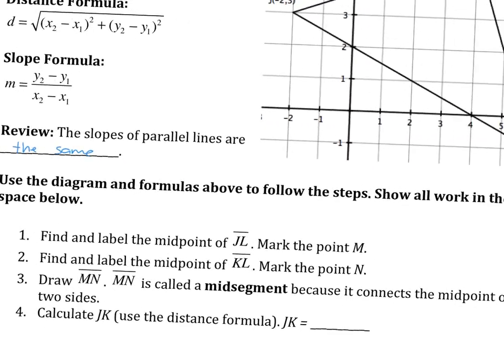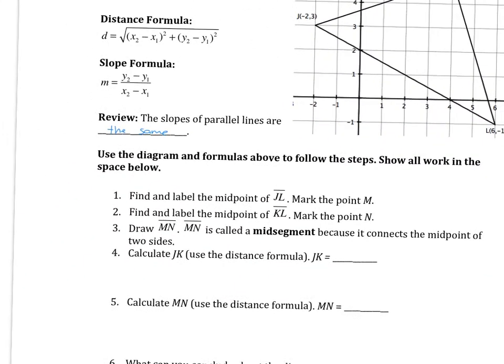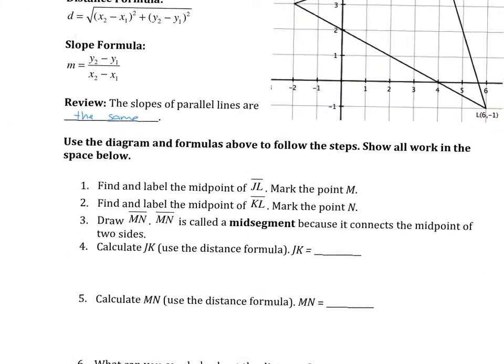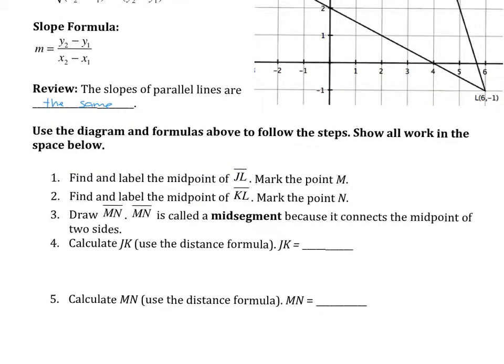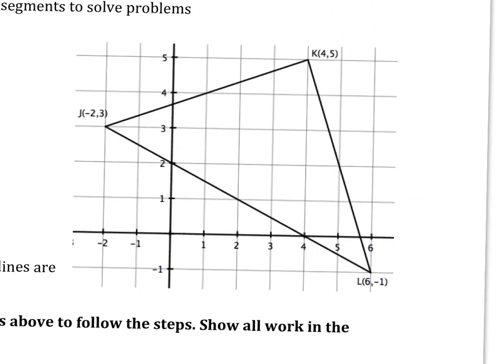So let's take all that information, and we are going to use the diagram and the information above and follow the steps, and we're going to show all the work in the space provided. So let's find out where the midpoint of JL is. So up here, JL, so here's our friend J, and here's our friend L.